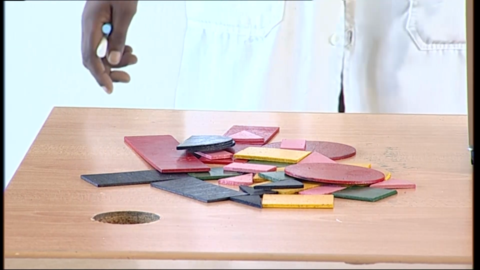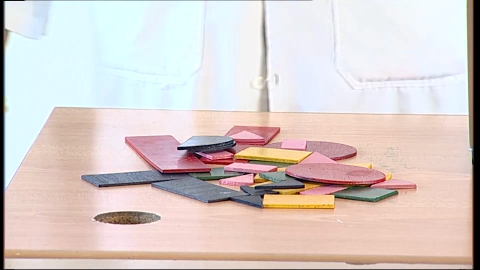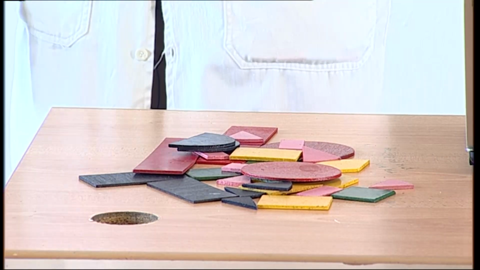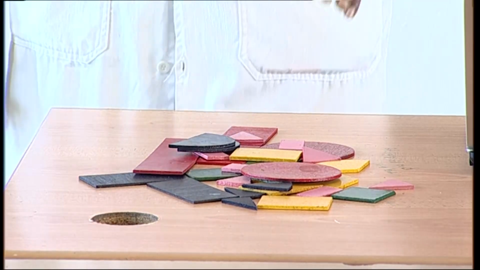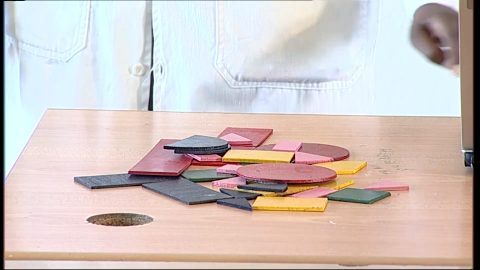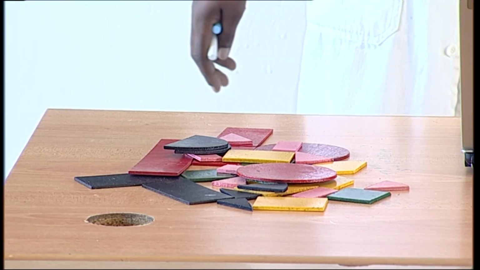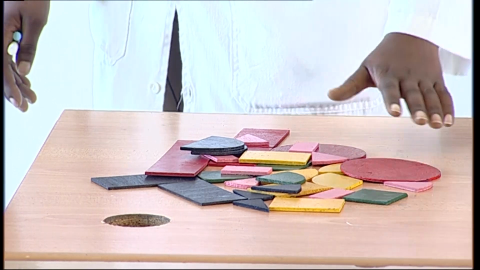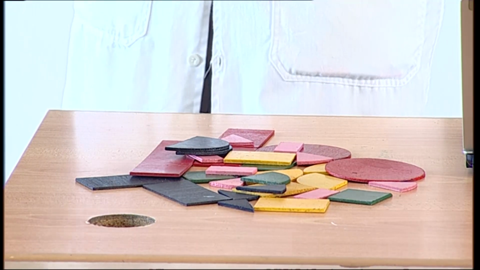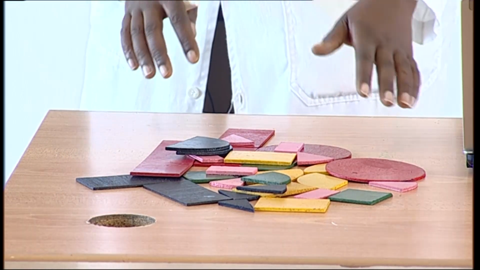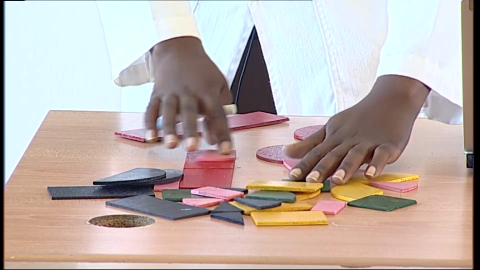There are different animals that we can see: insects, termites, bacteria, fungi, etc. So take these materials to be the animals that we are seeing in the picture. How are we going to classify them? Classification is sorting things into groups according to their similarities or differences. When you look at these pictures, we can classify them based on colors. You see there are differences in colors. We can bring the red ones to one side.